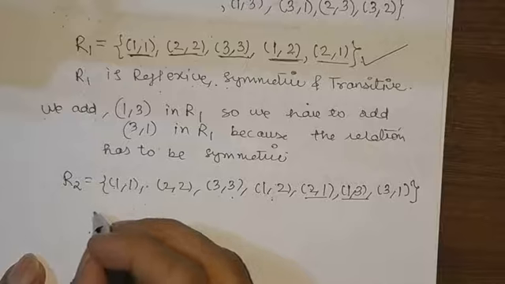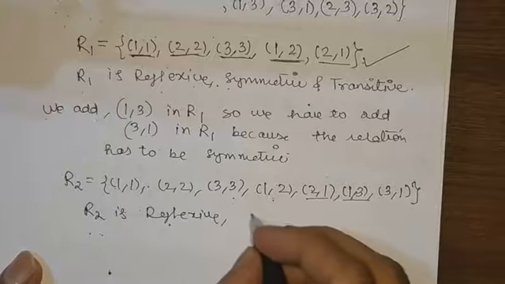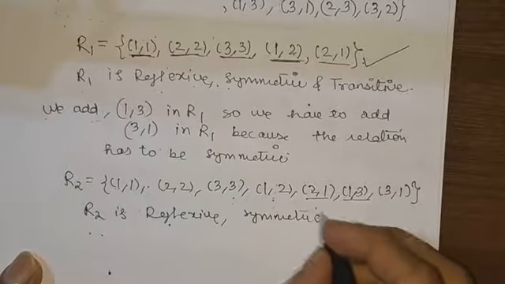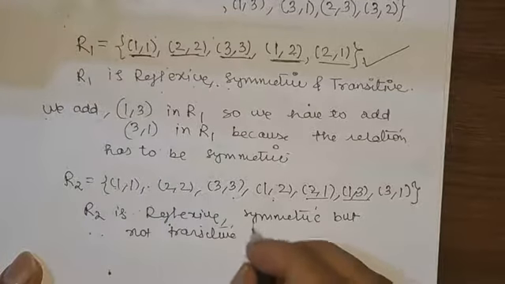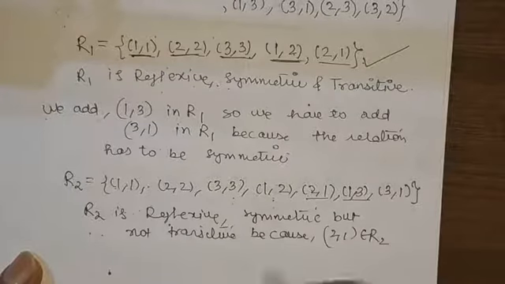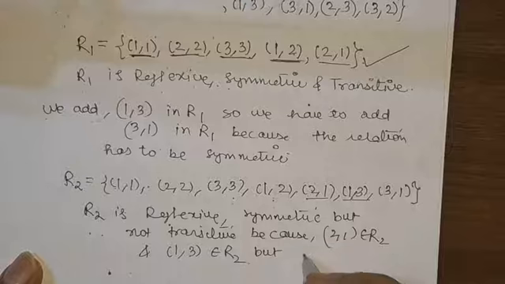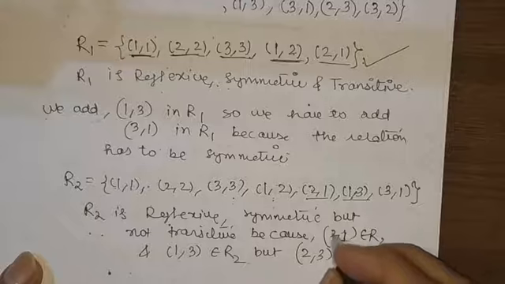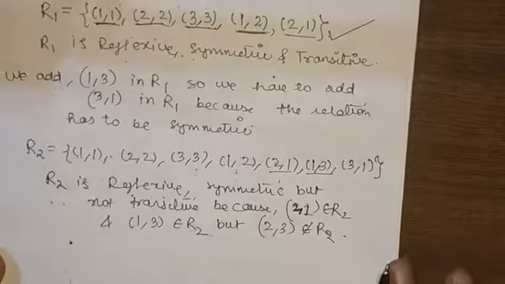So R2 is reflexive, symmetric, but not transitive, because 2 comma 1 belongs to R2 and 1 comma 3 belongs to R2, but 2 comma 3 doesn't belong to R2. So therefore it is not transitive.